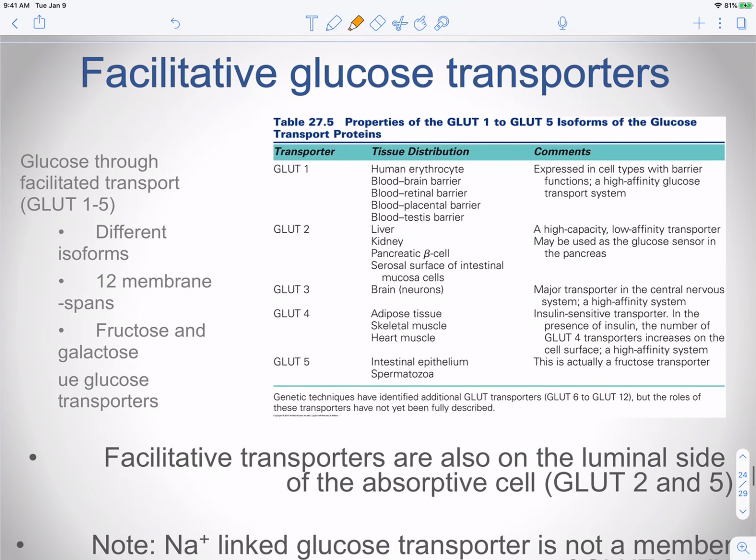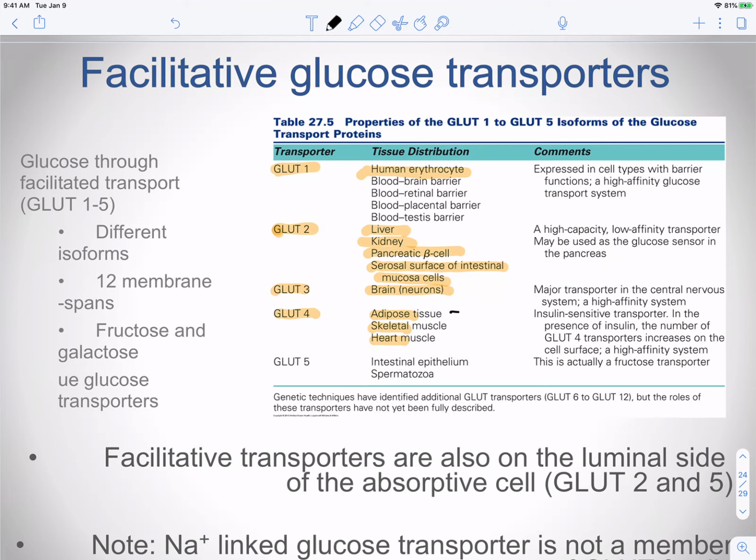We talked about our glucose transporters, but let's go over them again. We have our GLUT1 receptors, which are going to be constitutive. They're going to be on the human erythrocyte. They're also part of the blood-brain barrier, blood-renal barrier, placental barrier, testes barrier, etc. We have our GLUT2, which has the KM. That's going to be on the liver and the kidney. Also pancreatic beta cells. It's also on the serosal surface of the intestinal mucosal cells, as we saw. We have our GLUT3, which is in the brain, constitutive. We have our GLUT4, which is adipose, skeletal, heart muscle, inducible.